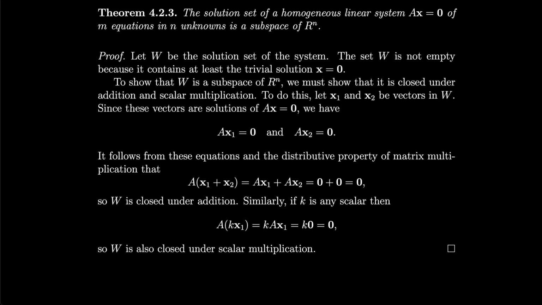To do this, let x1 and x2 be vectors in W. Since these vectors are solutions of Ax equals 0, remember, any vector in W is a solution of Ax equals 0, we must have Ax1 equals 0 and Ax2 equals 0. Then, from these equations and the distributive property, A times (x1 plus x2) is A times x1 plus A times x2, which is 0 plus 0, which is 0. So W is closed under addition. Similarly, if k is any scalar, then A times kx1, we can just pull out the k, so we get k times Ax1, which is k times 0, because Ax1 is 0. So W is also closed under scalar multiplication.